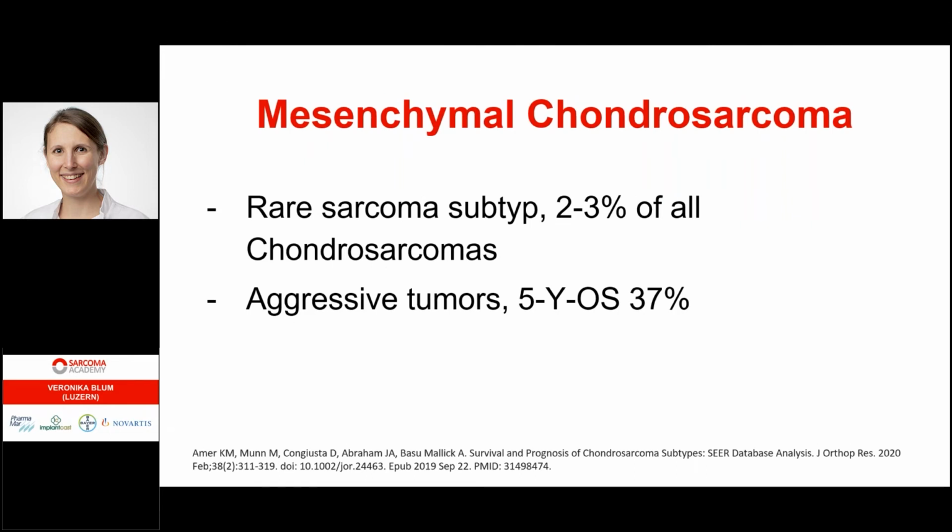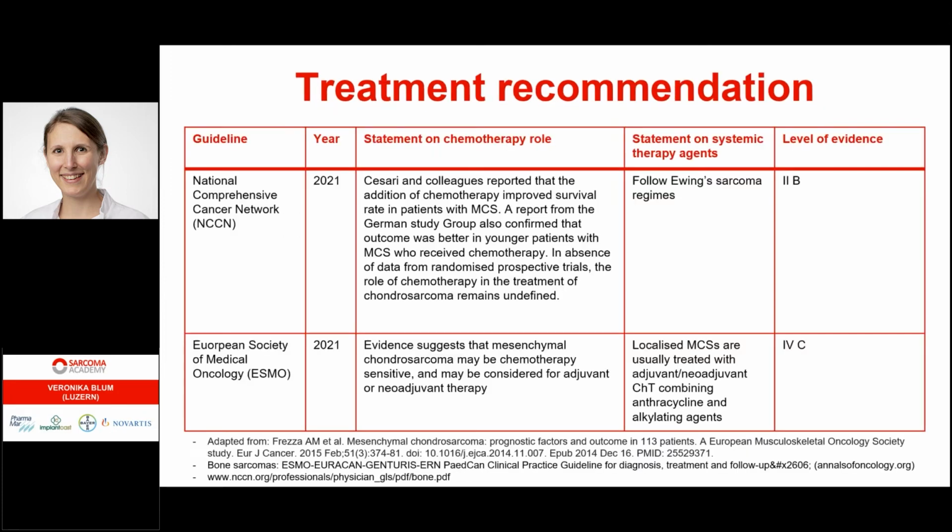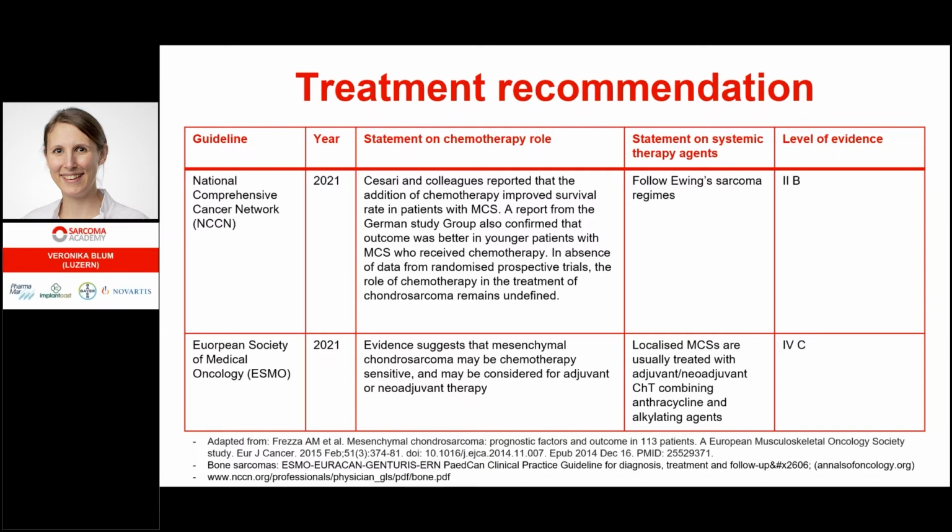Mesenchymal chondrosarcoma is a rare sarcoma subtype accounting for 2 to 3% of all chondrosarcomas. These are aggressive tumors with a 5-year overall survival of only 37%. The treatment recommendations for mesenchymal chondrosarcoma are inconsistent. The NCCN recommends following the Ewing sarcoma protocols and regimens. The European Society for Medical Oncology states that localized mesenchymal chondrosarcomas are usually treated with adjuvant or neoadjuvant chemotherapy combining anthracyclines and alkylating agents.